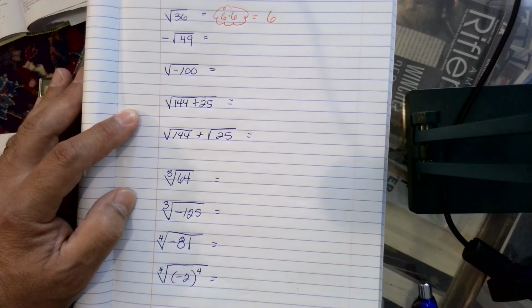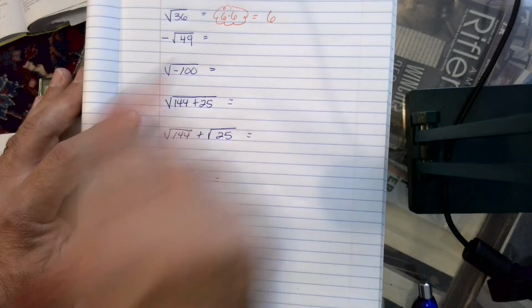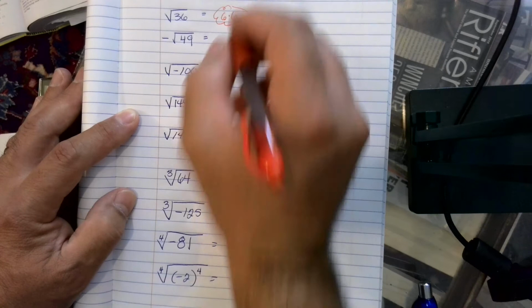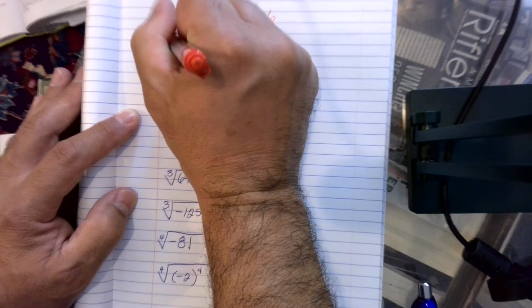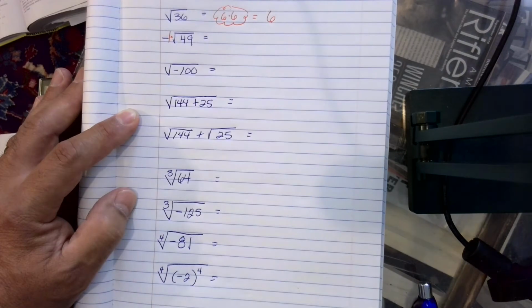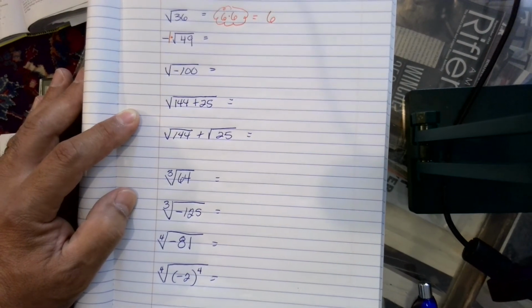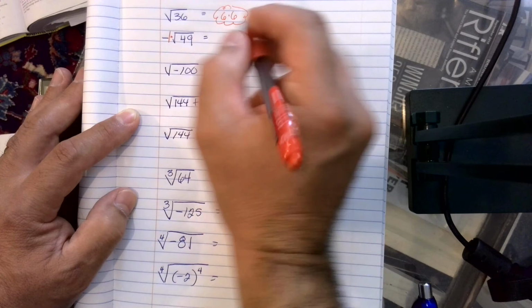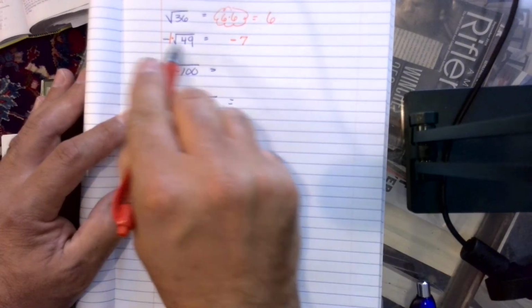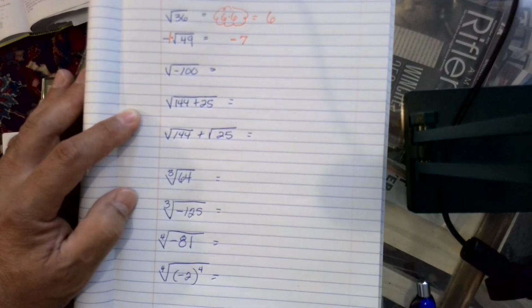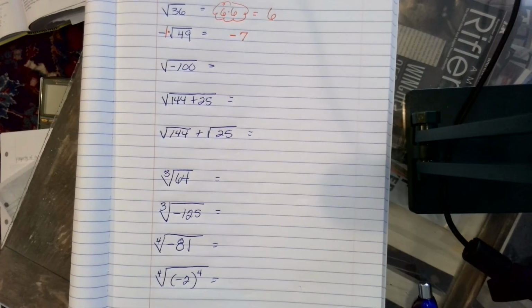In this next example, it says negative square root of 49, the negation of the square root of 49, or we could think of this as kind of like a negative 1 times the square root of 49. We want to do the square root of 49, which is 7, and the negation of that, or negative 1 times 7, would be negative 7. Right? When the negative is on the outside, it's multiplication.